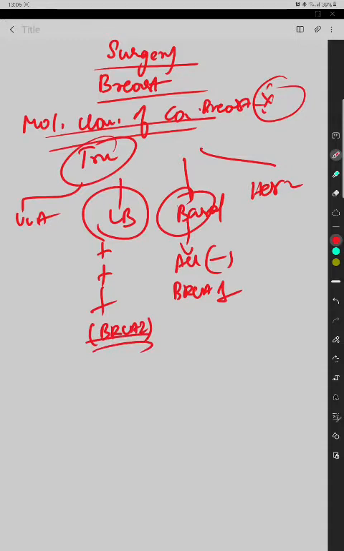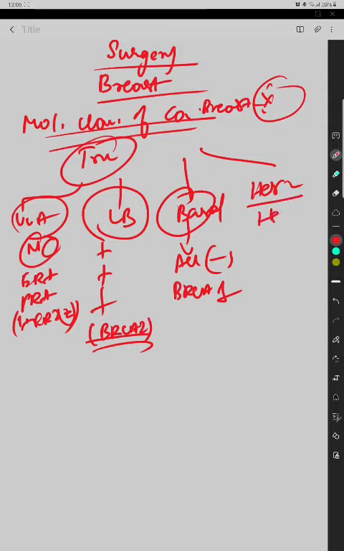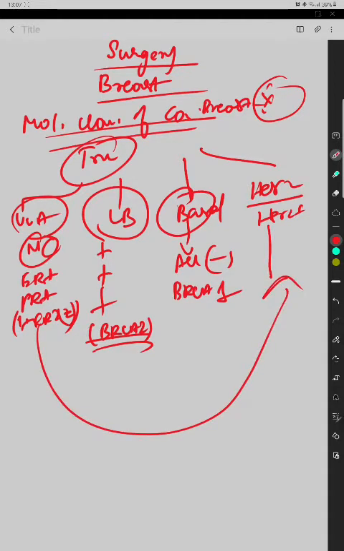Luminal A is the most common. There is a trick here: it is going to be ER positive, PR positive, and HER2 negative. So only HER2 is negative here. HER2 positive is going to be HER2 only positive and the others negative. So these two are the extreme variants.